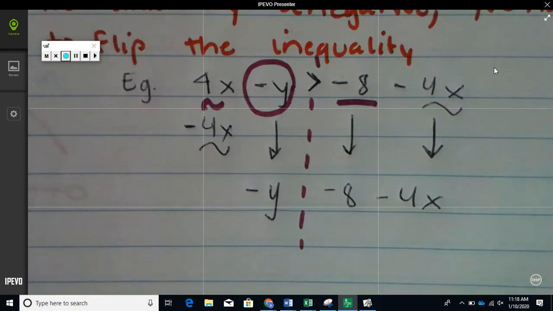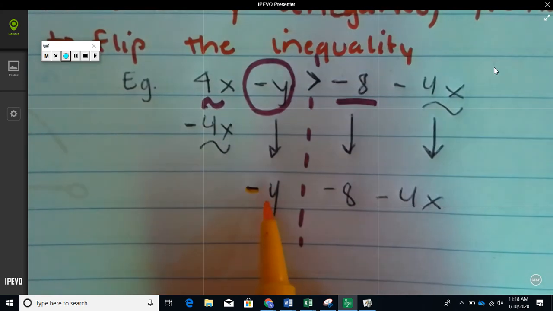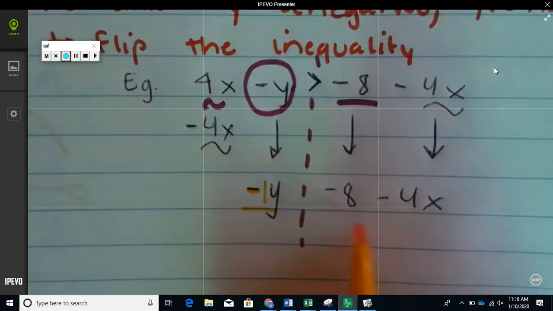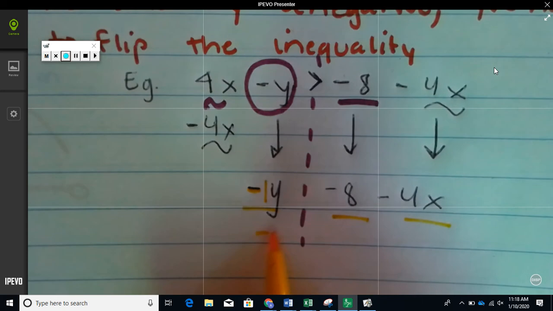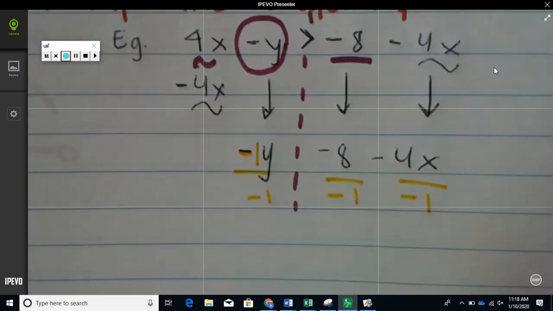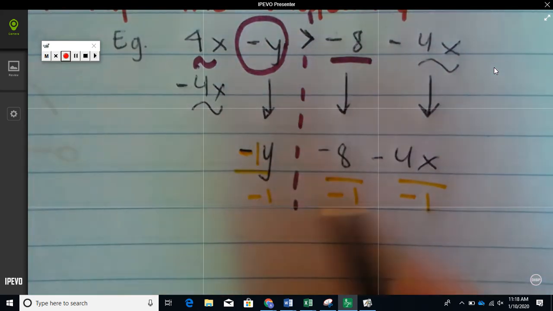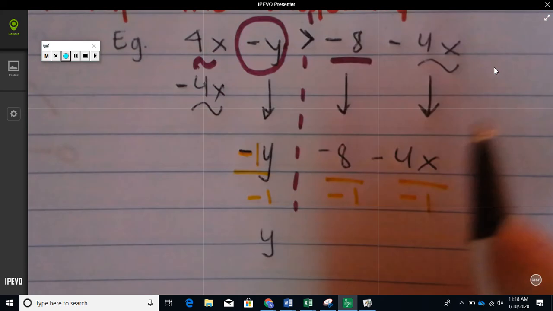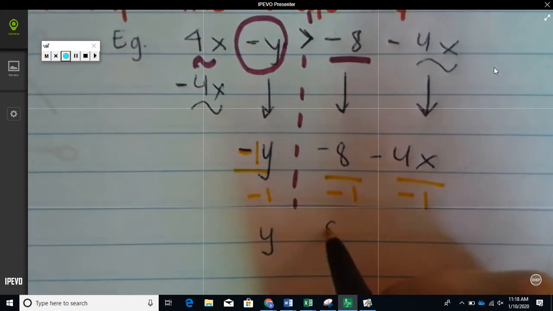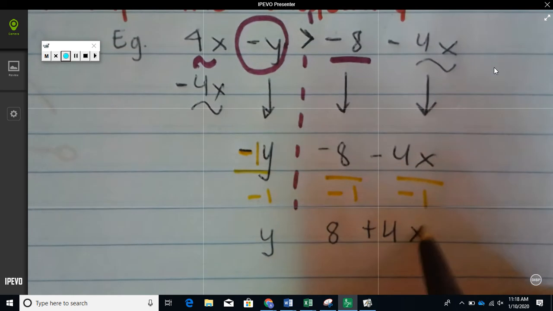So is there something in front of the y? Yeah, there's a negative. I don't see the number because it's not written there, but I know it's 1. So I'm going to divide everything by negative 1. Now this part you could do in your calculator if multiplying and dividing are not your greatest strength, and that's totally fine. Negative 1 divided by negative 1 is a positive 1y, so we just write y. Negative 8 divided by negative 1 is positive 8. Negative 4x divided by negative 1 is a positive 4x. Don't forget the x.